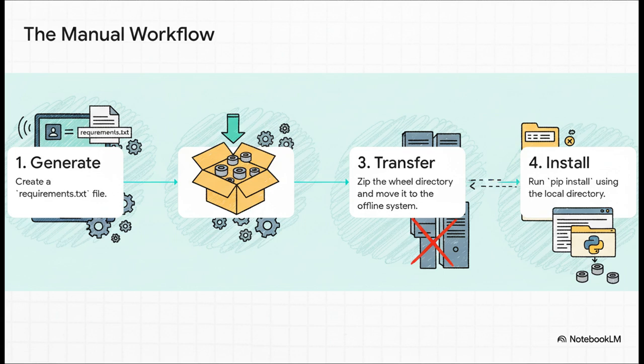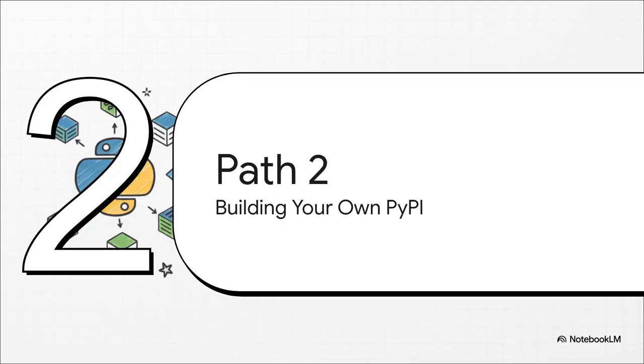Third, you zip up that folder and move it over to the offline system. And finally, you just run pip install, but you point it to that local folder. Done. All right, so that was a suitcase. Now let's check out that other fork in the road.